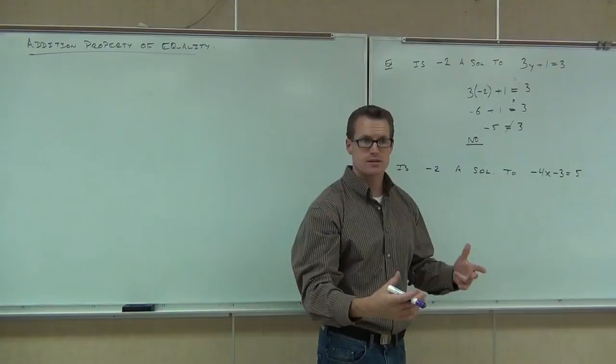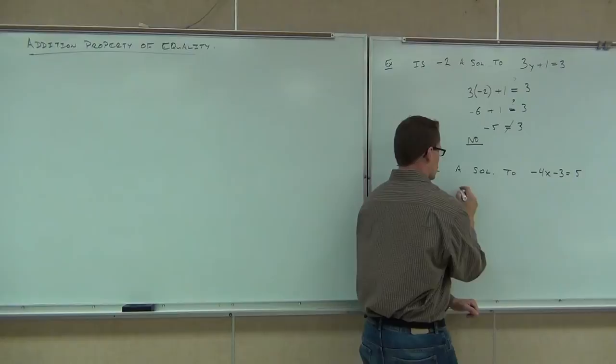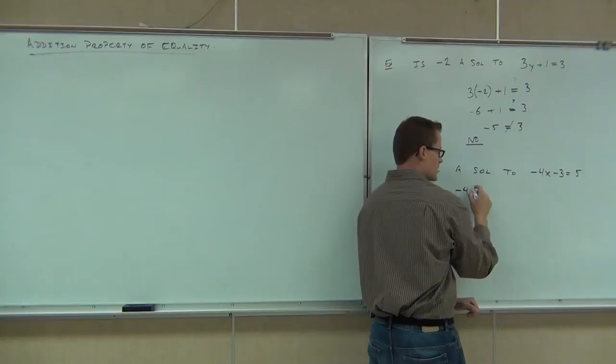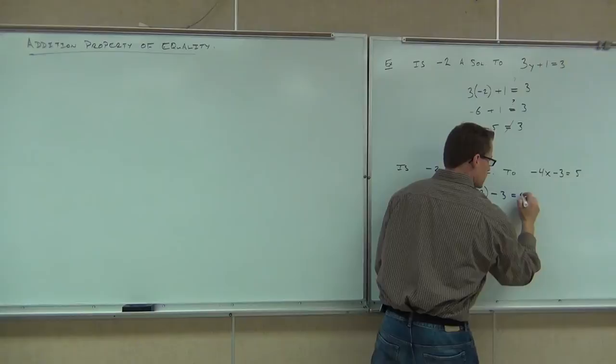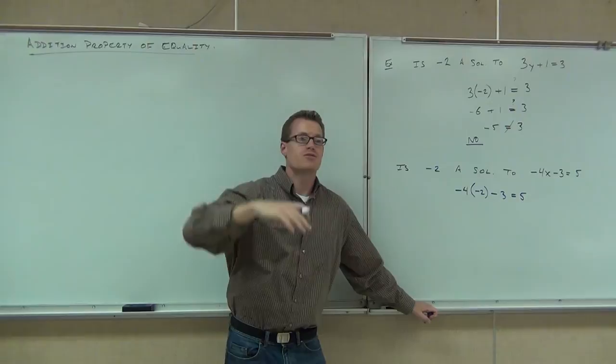We'll plug it into our variable, which in this case is x. Does the negative 4 change at all? No. However, the x becomes negative 2. Now remember that negative 4x means negative 4 times x. So we are multiplying there. And then we're going to have that minus 3. So all I'm doing is replacing x with negative 2 equals 5. How many people plugged it in just like that? Excellent job. Now let's see if our order of operations has paid off.